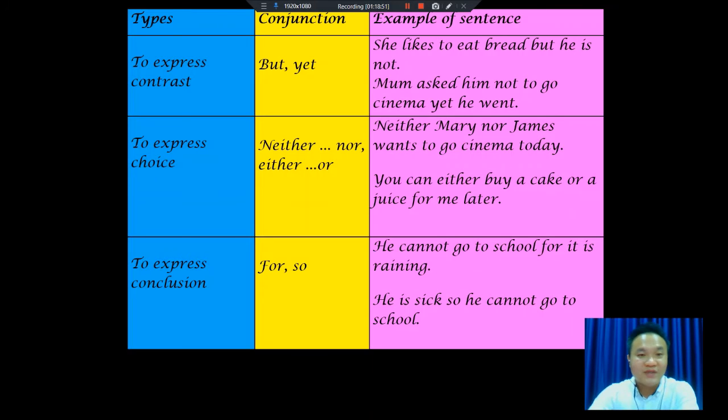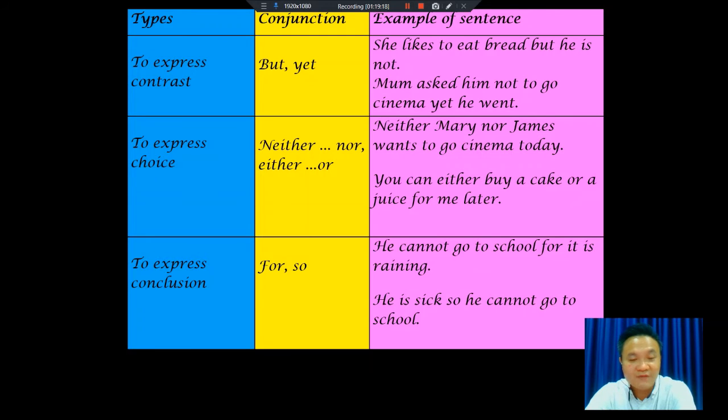For FANBOYS, you can see B stands for but. These are examples of sentences. She likes to eat bread, but he is not. Mang asked him not to go to the cinema, yet he went. So, conjunction but. For N, it stands for nor. Neither Mary nor James wants to go to the cinema today. So this is a compound sentence. You can either buy a cake or a juice for me later.